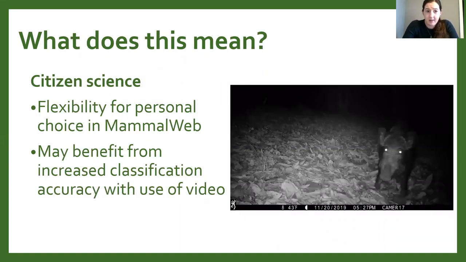And in terms of citizen science, this can give us some more flexibility. So particularly for the Mammal Web project, people can participate in this project in two main ways. So one is by setting up their own camera trap and then uploading that footage to Mammal Web, or by going to the website and classifying footage that other people or organizations have uploaded to it. Now, previously, we only allowed people to upload photo footage.